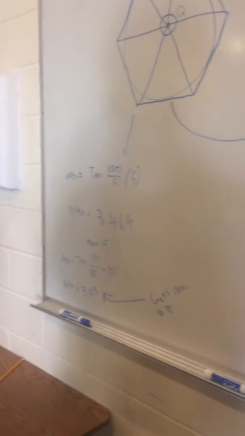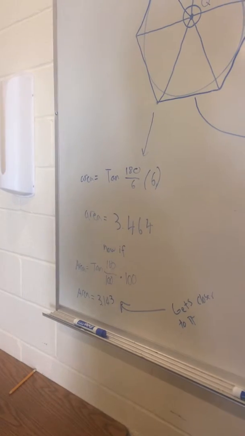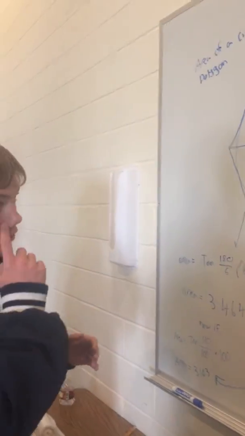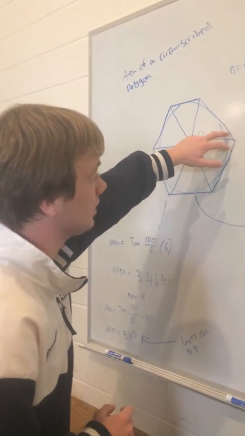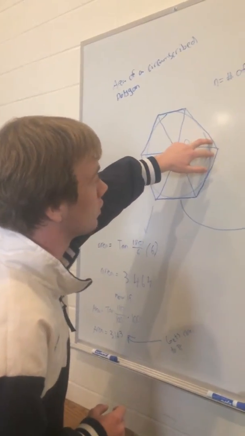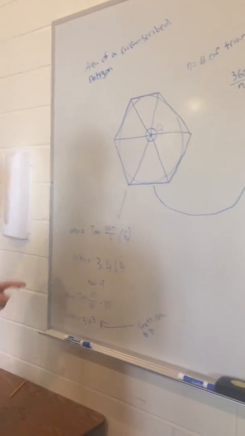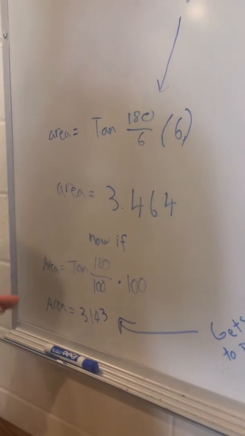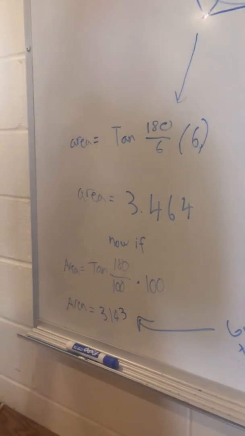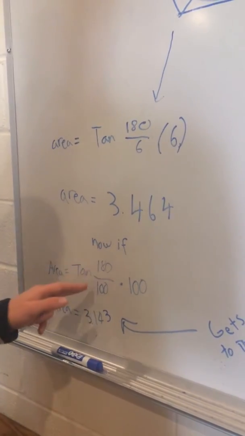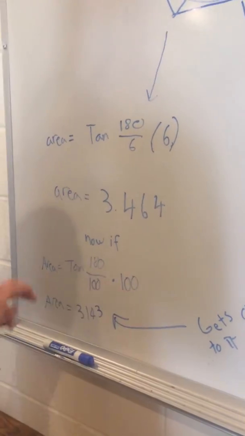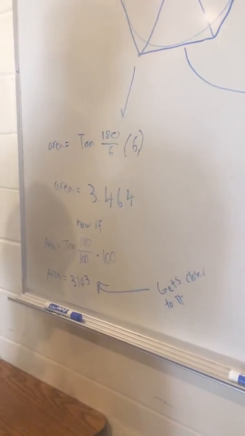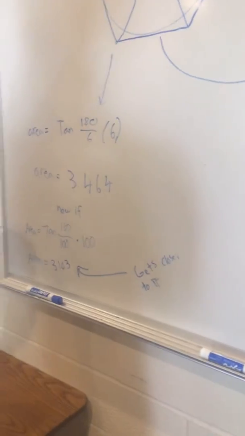Now, when you find the area of a circumscribed polygon, depending on how many sides you have, the area gets smaller because you're getting closer and closer to the circle, and there's less space where there is no overlap. So, for example, if you're trying to find the area of a polygon with 100 sides, you know that area equals tan(180/100) times 100, which equals 3.143.